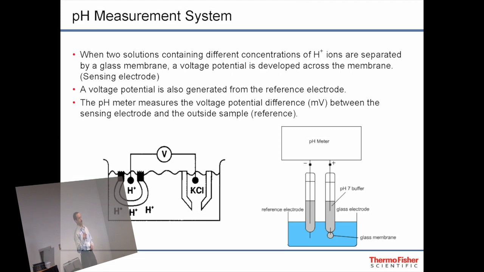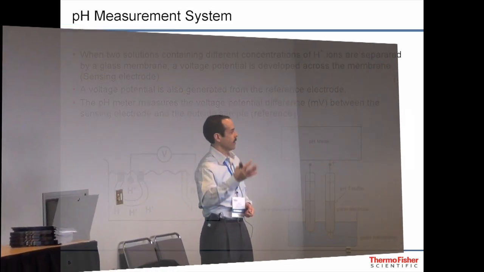A pH electrode generates a very small voltage measured in millivolts, so 1/1000th of a volt. That is what the meter is picking up and taking that millivoltage and translating it to a pH reading. So the meter is a glorified voltmeter.